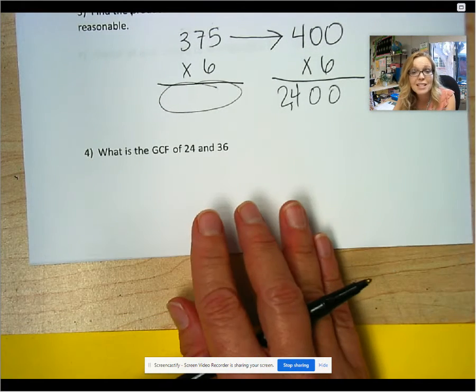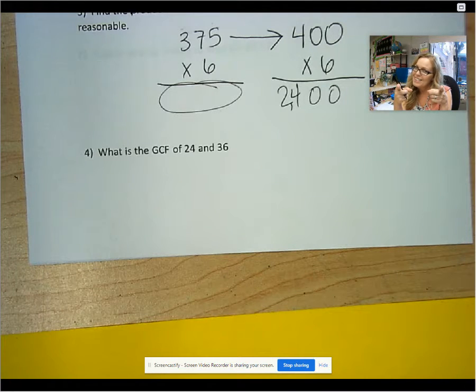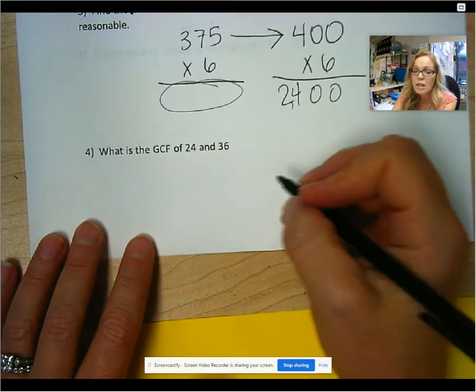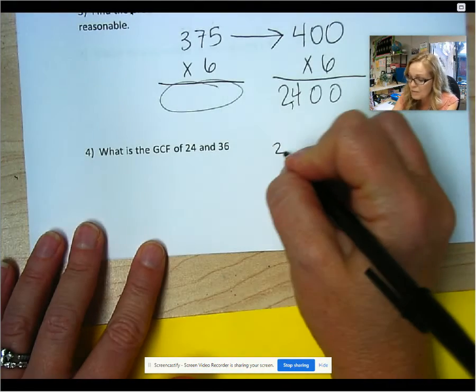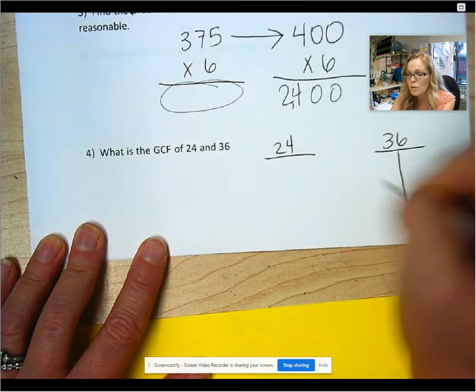You guys know this. Now we're talking factors. Don't mix it up with multiples. GCF stands for greatest common factor. Common meaning, what do they have in the same? What is the same, right? What do they have in common? To solve for this, you would have to write all the factor pairs for 36 and for 24.